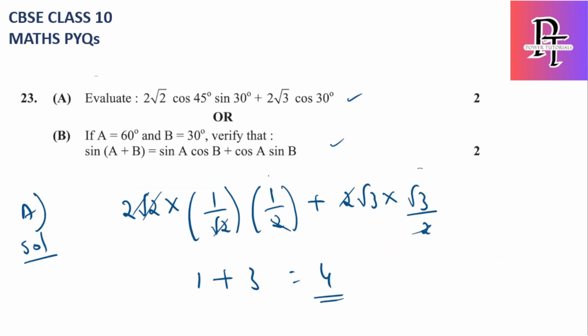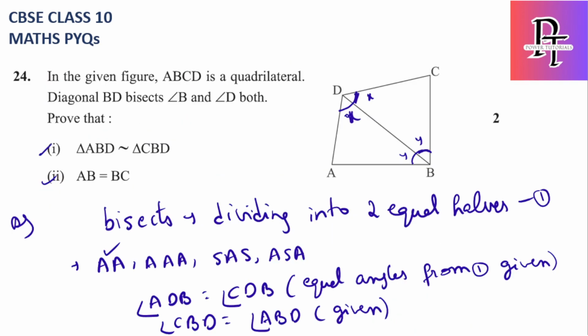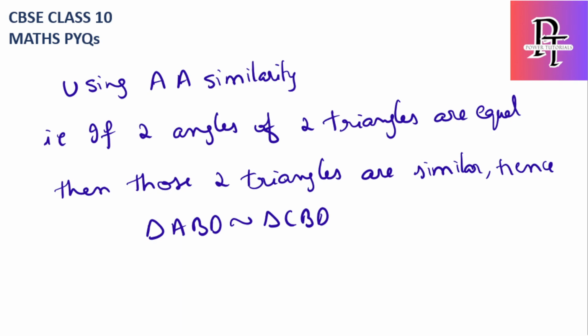In the 23rd question it is related to trigonometry. We have options A and B. I have solved both the questions. At the same time, the last one is the 24th question. It belongs to the triangles chapter, where they ask relating similarity and congruency concepts. So if you have any doubts regarding those questions, you can check those videos. I will keep those links in the description.